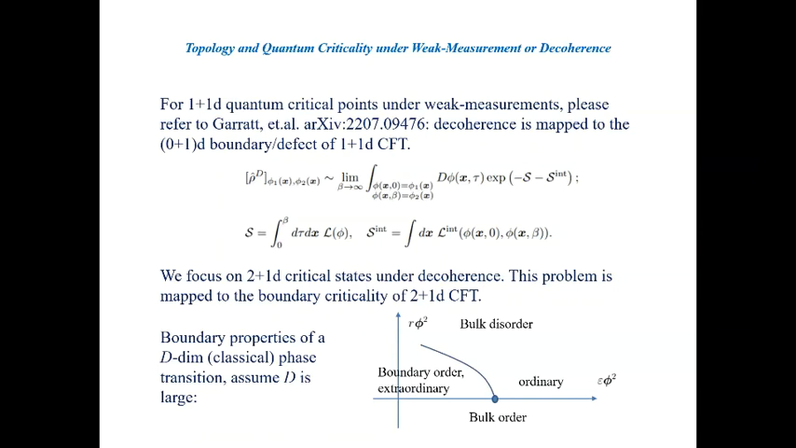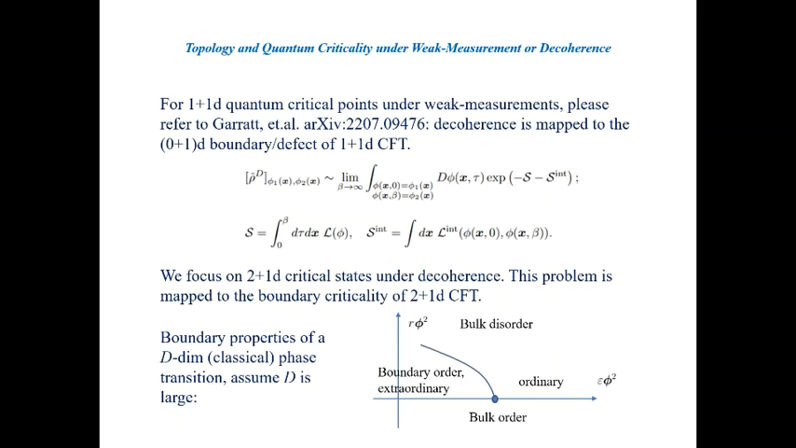Suppose D is very large, and there are two tuning parameters. The r phi squared is the tuning parameter for phi squared in the bulk, and this epsilon phi squared is phi squared at the boundary, the D minus one dimensional boundary. So it's a two-dimensional phase transition. Suppose we want to fix the bulk at the critical point, then it means we are looking at this line here, where r equals zero. Now suppose epsilon is positive, it means the boundary does not want to order. The boundary resists ordering even though the bulk is at the critical point. Suppose this is the case, this is called the ordinary boundary condition.